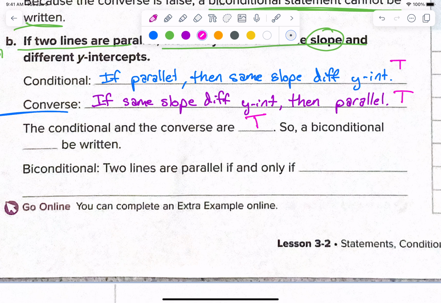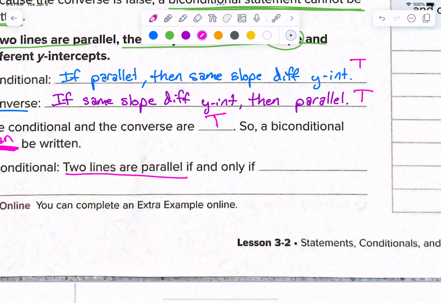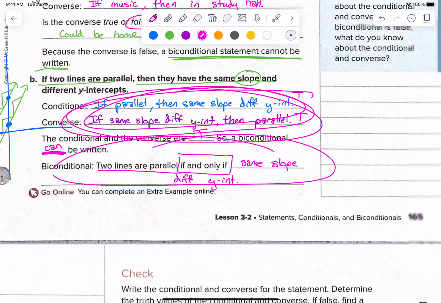So a biconditional, what goes in this blank? Can be written. Okay, let's write that biconditional. Two lines are parallel if and only if same slope, different y-intercept. So that's what they're having you do: they're taking these two and putting it into one by putting if and only if in the middle. So you don't have to write it forward and backwards. You only have to write it one way, but if and only if goes in the middle. Got it? Lots of writing. I'm sorry. It gets very tedious.